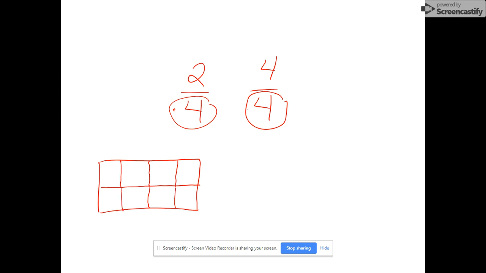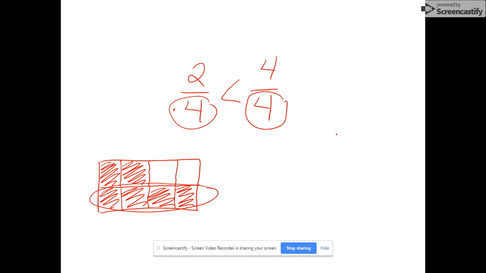So I'm going to represent 2/4 on the top rectangle. I'm going to shade in 2 out of 4 chunks. I'm now going to represent 4/4 and shade in 4 out of 4 chunks on my bottom rectangle. And I can see that this rectangle has more shaded in. So I would say 2/4 is less than 4/4.